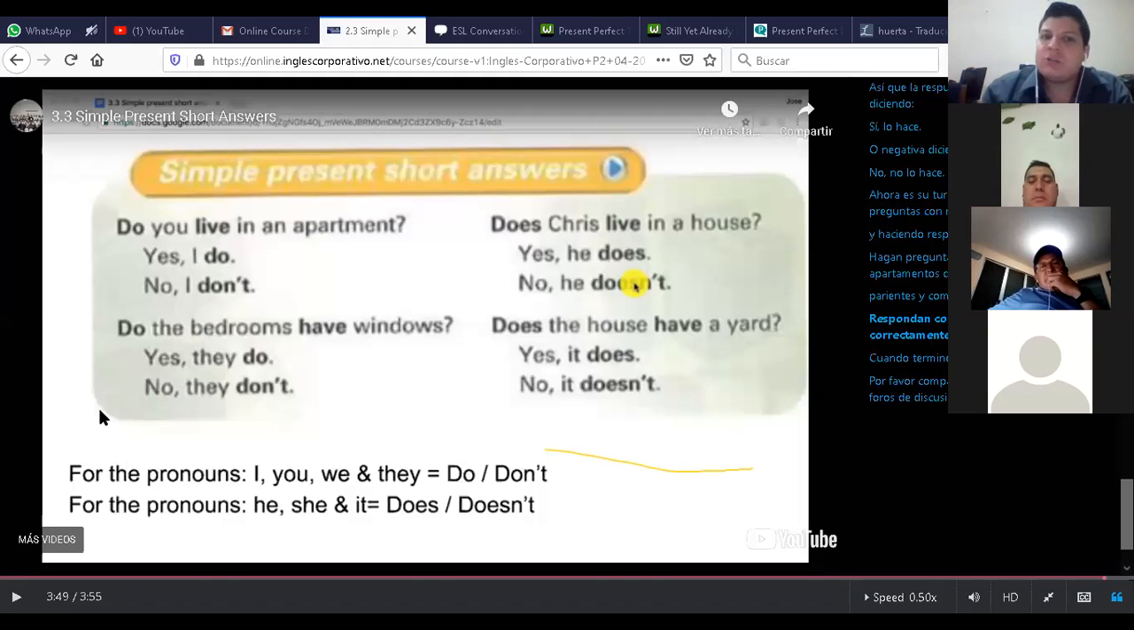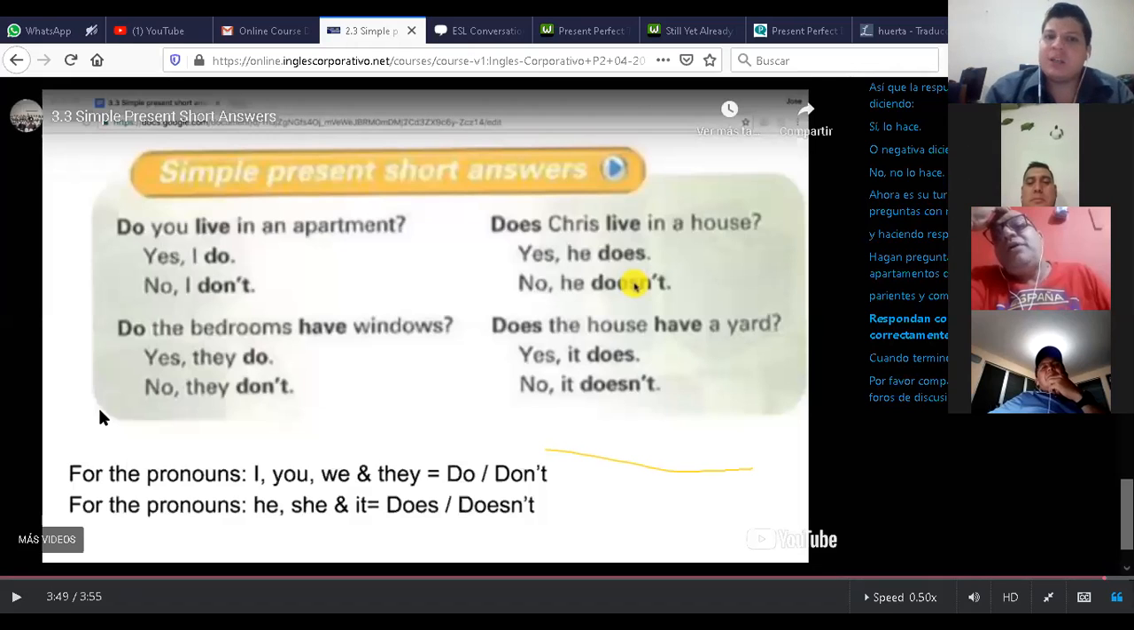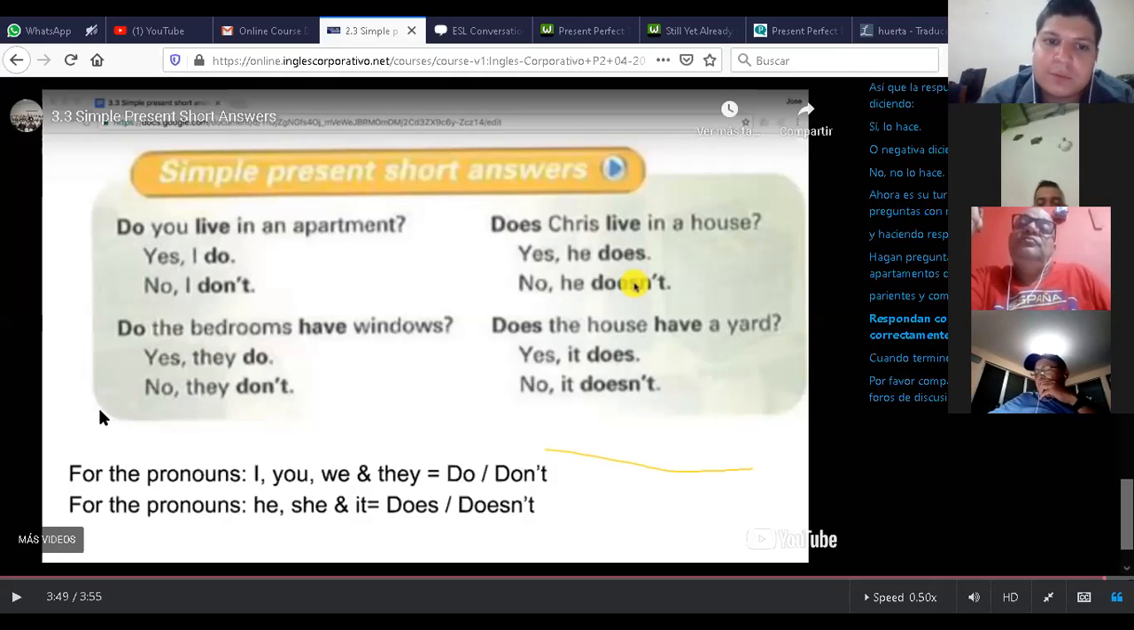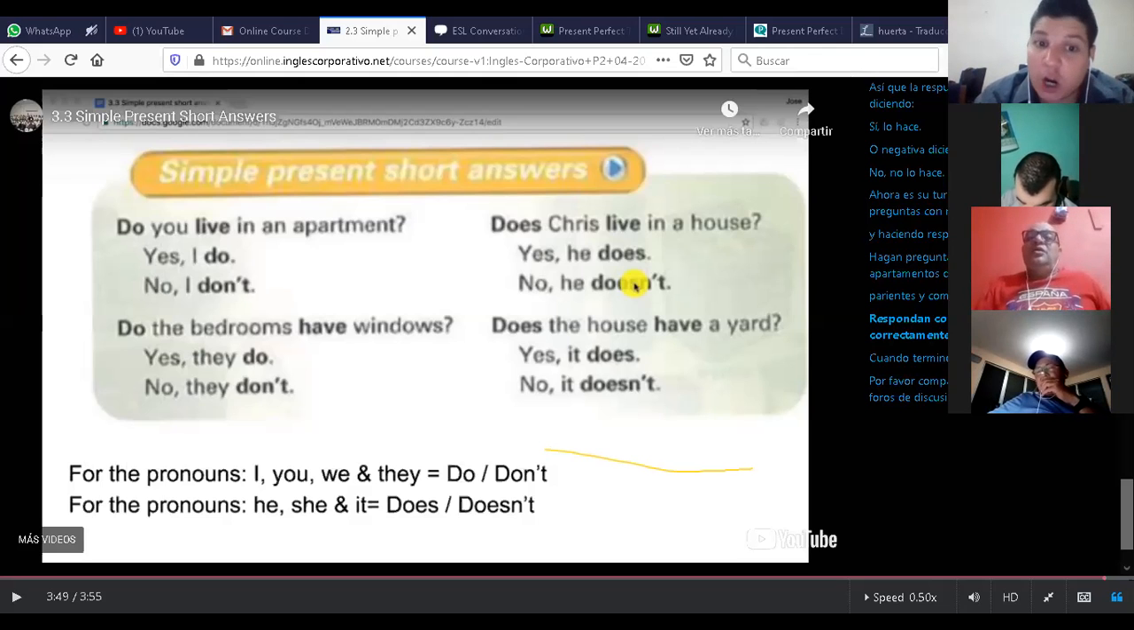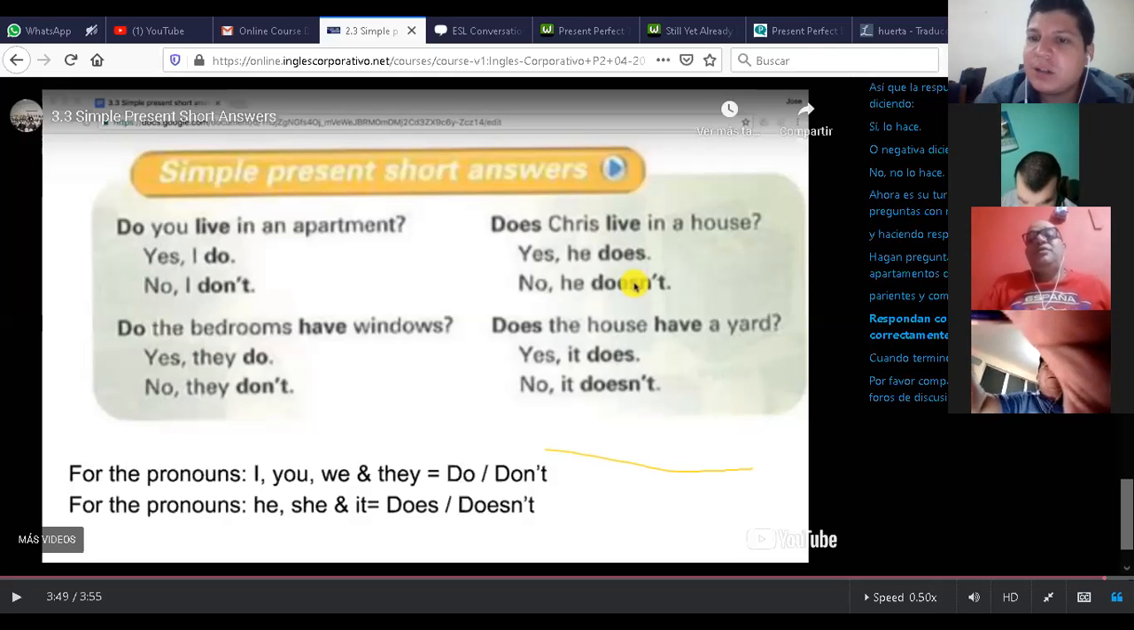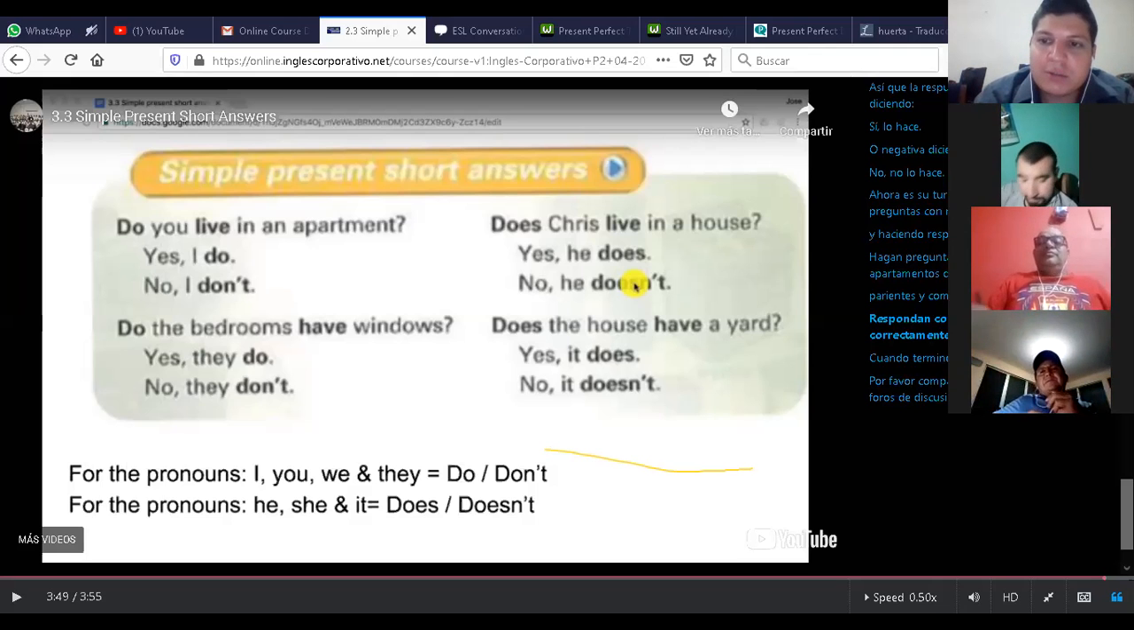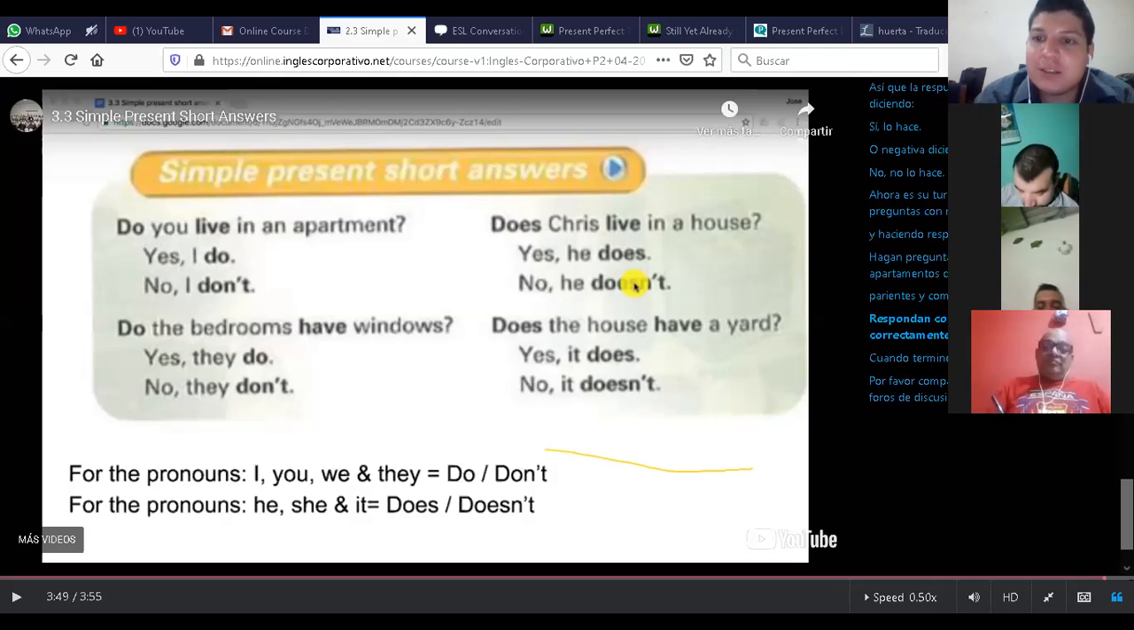Does the house have an apartment? Does the house have a garage? I'm sorry. Does the house have a yard? Good. Does the house have a yard? The house has a patio. Have, it would be have because we already have does in the question.